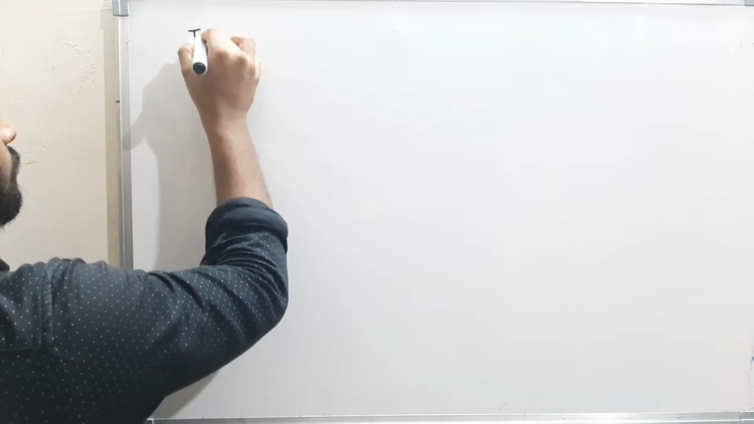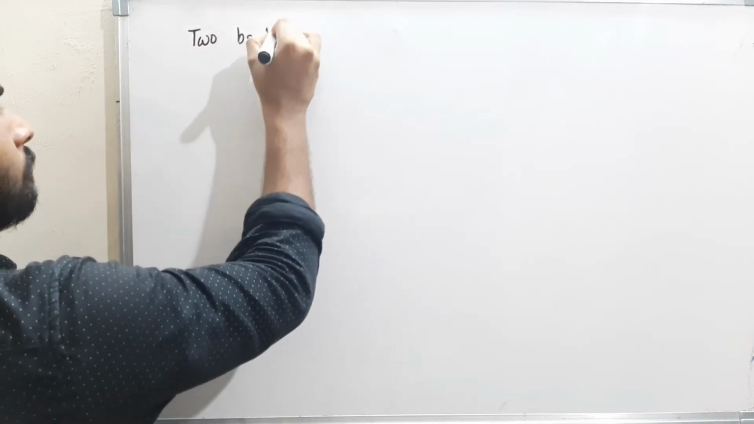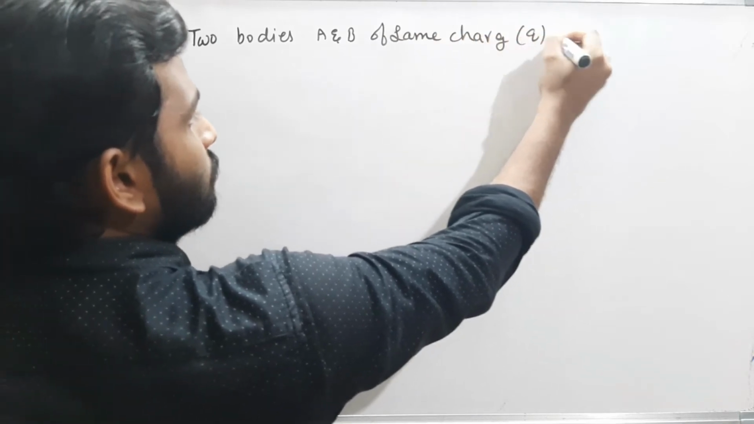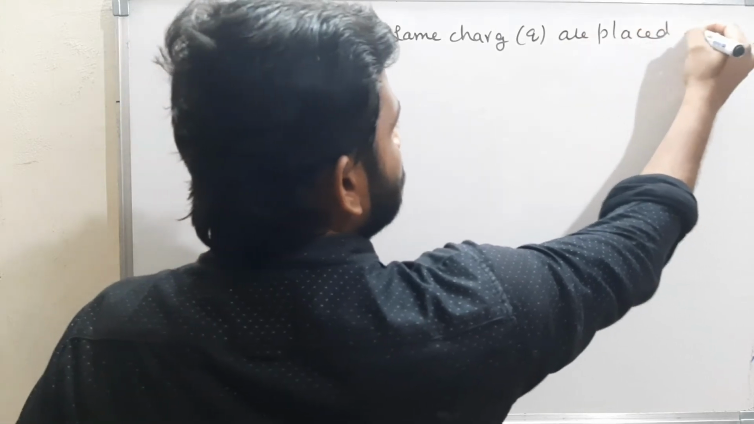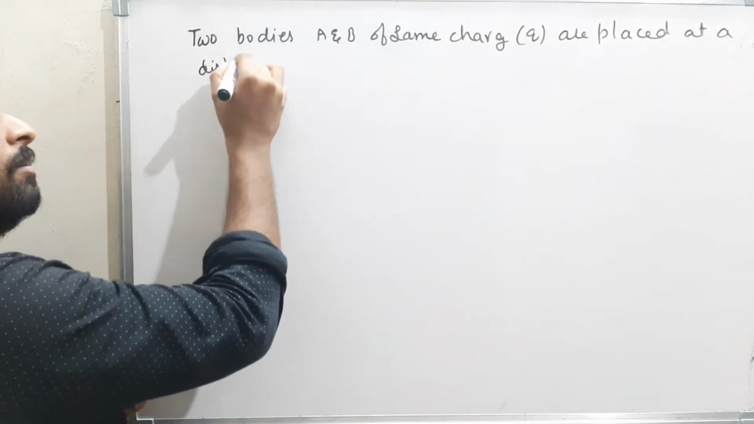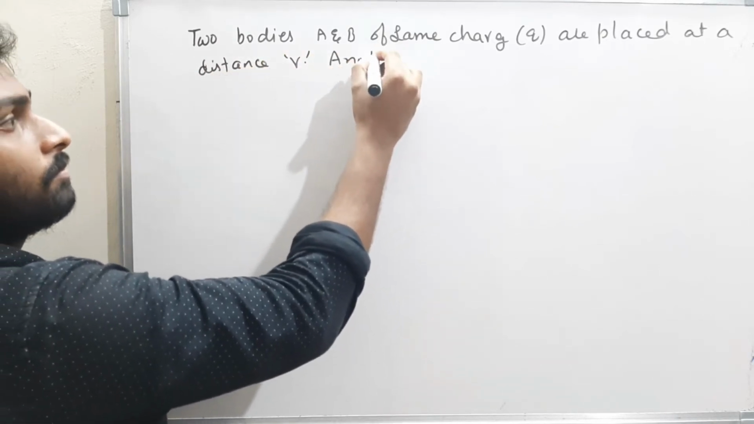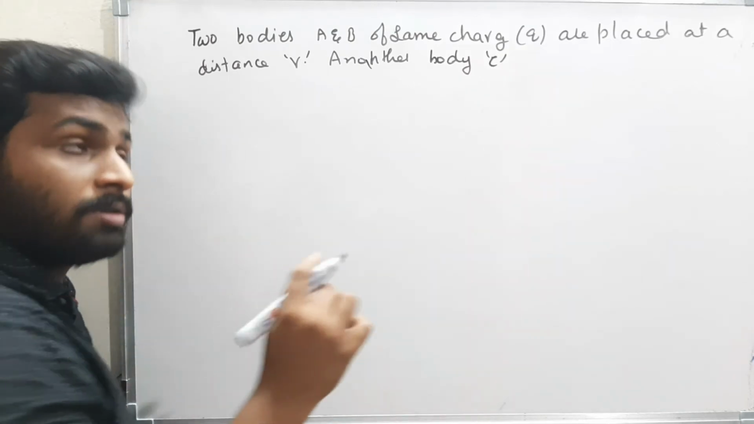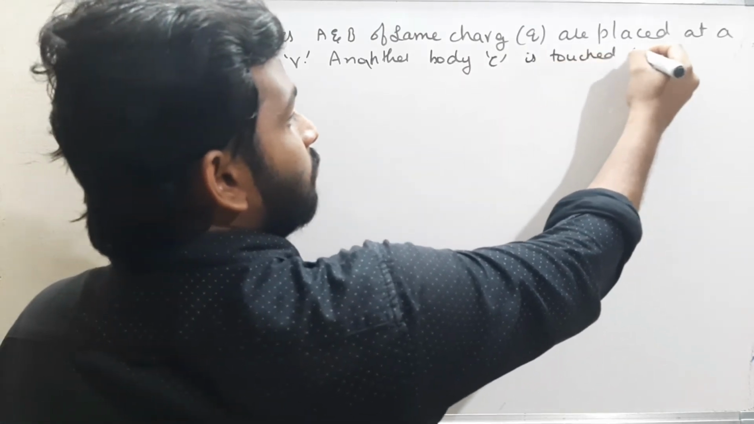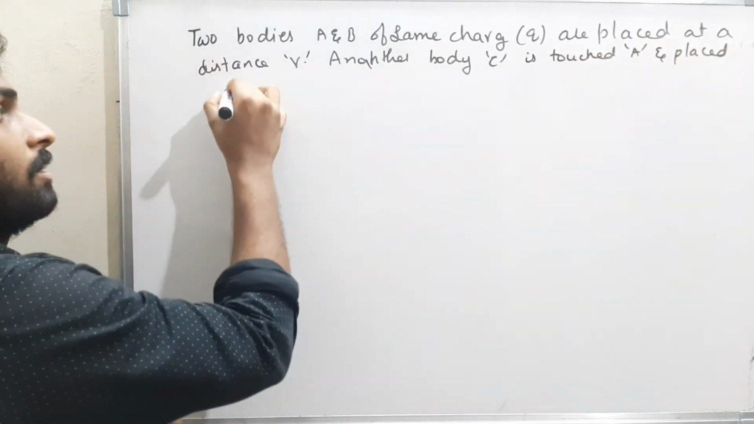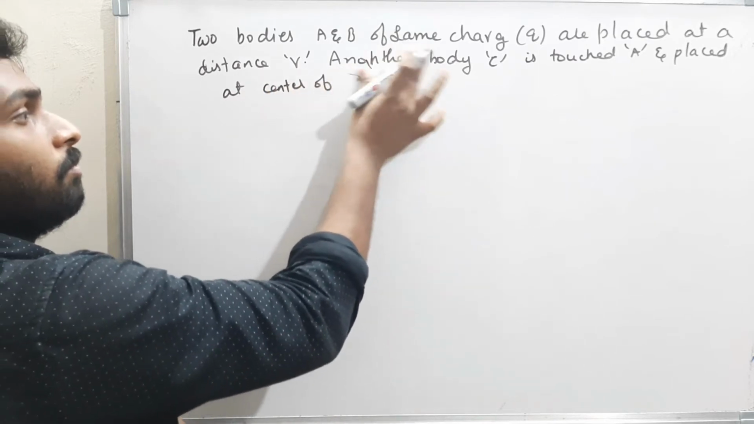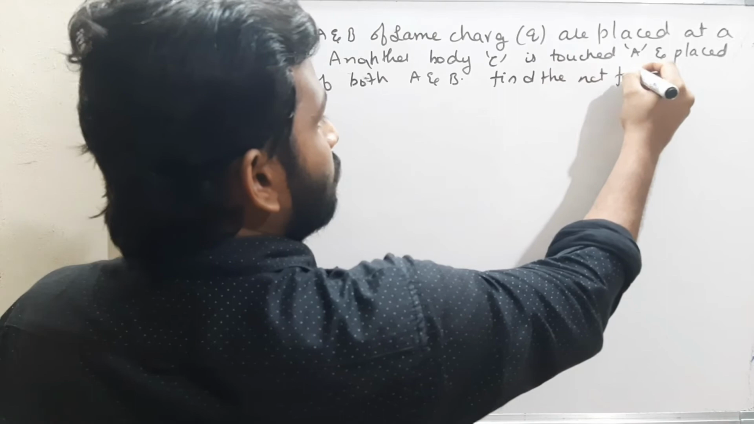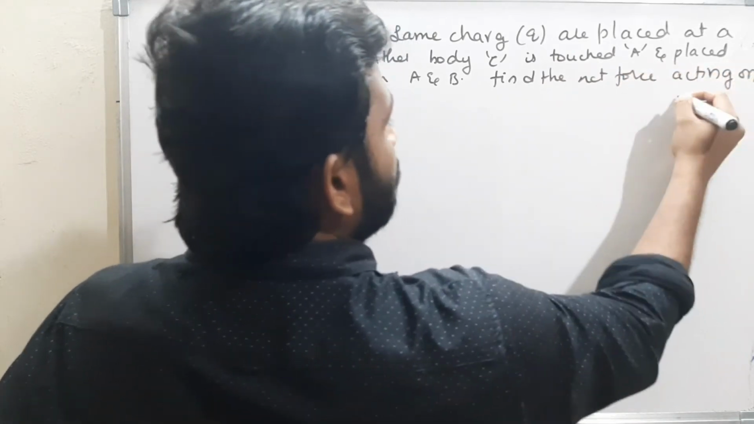See here. Two bodies A and B of same charge Q are placed at a distance R. Now another body C is touched to the body A and placed at the center of both A and B. Now find the net force acting on body C.